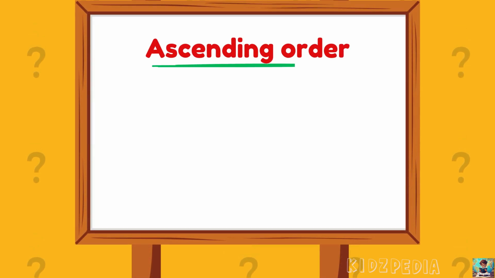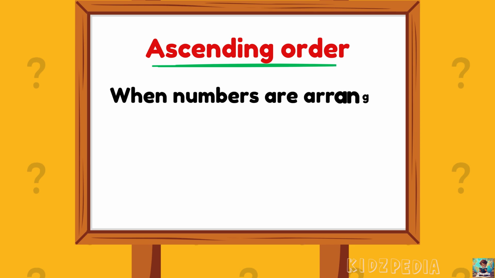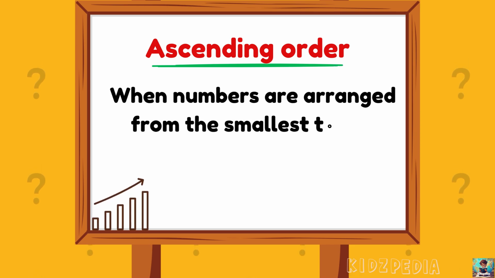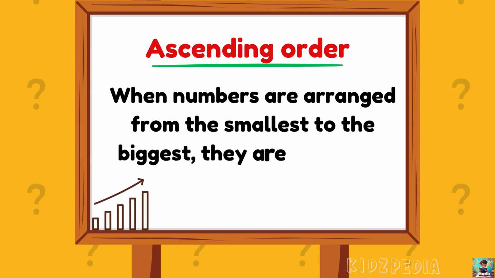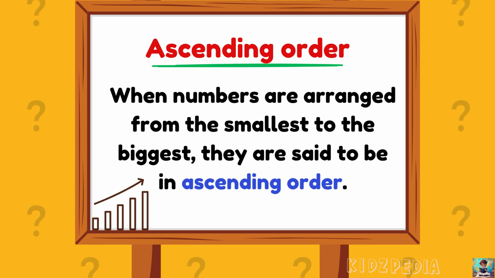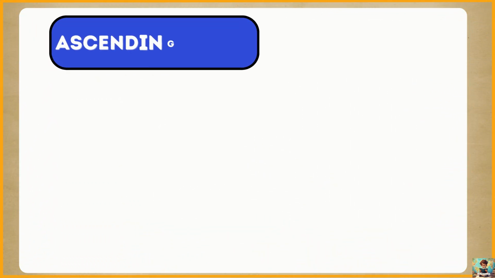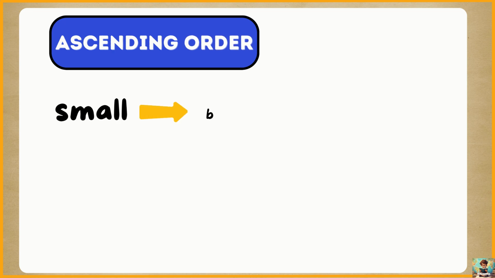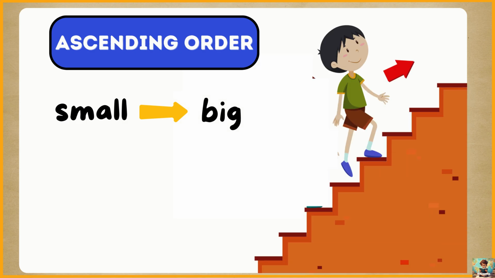Ascending order. When numbers are arranged from the smallest to the biggest, they are said to be in ascending order. Ascending order means arranging numbers from small to big. It is just like climbing up the stairs.